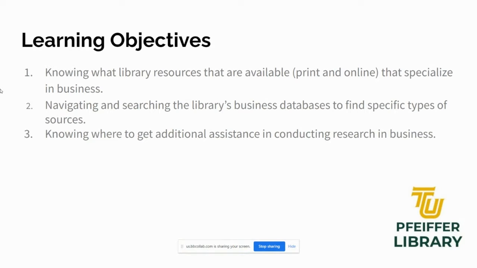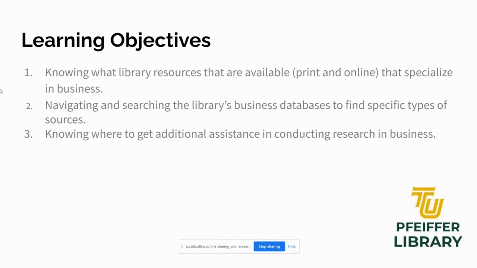The first objective is knowing what library resources are available, both print and online, that specialize in business. You may think you know what you can use from the library for research or for assignments or for class, but I want to make sure you know all of them, so you know all of your options.